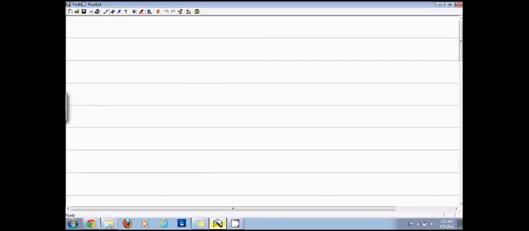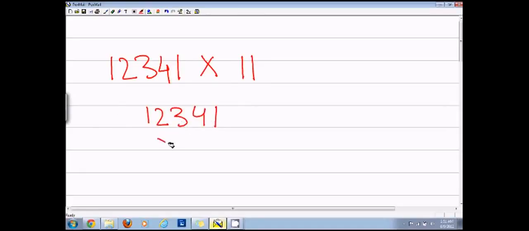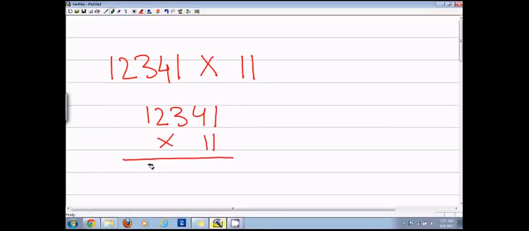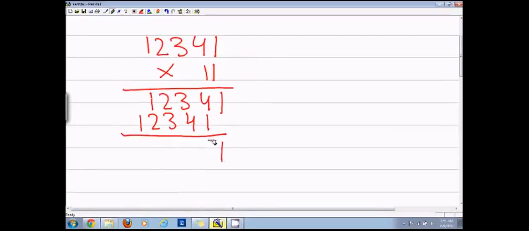Hi everyone, in this tutorial I will show you how to multiply numbers by 11 in a quick and easy way. For example, if I have the number 12341 and I want to multiply it by 11. The regular way would be to write 12341 and multiply by 11. In that case I'll write 12341 and 12341 shifted over, and add them. So now I'll get 135751. So this is the regular way.